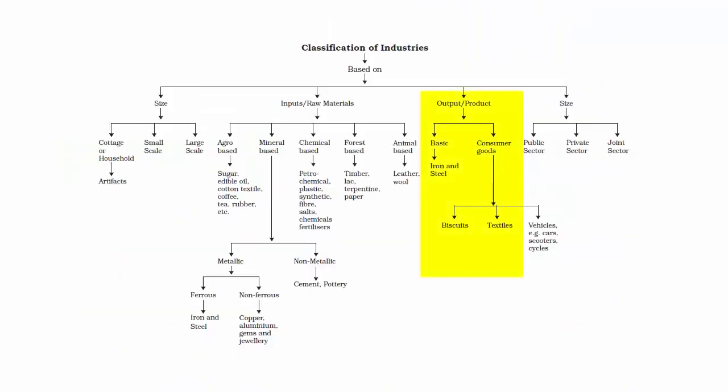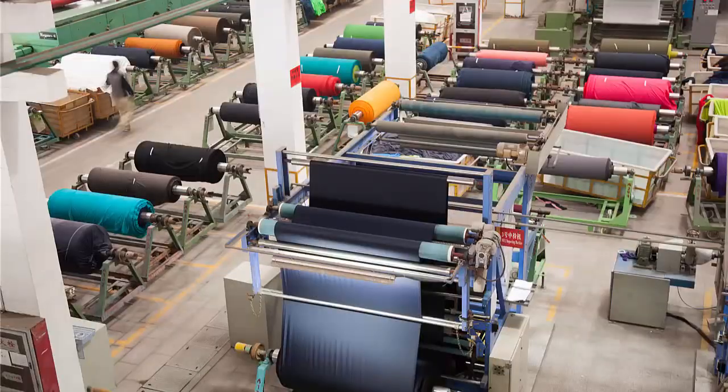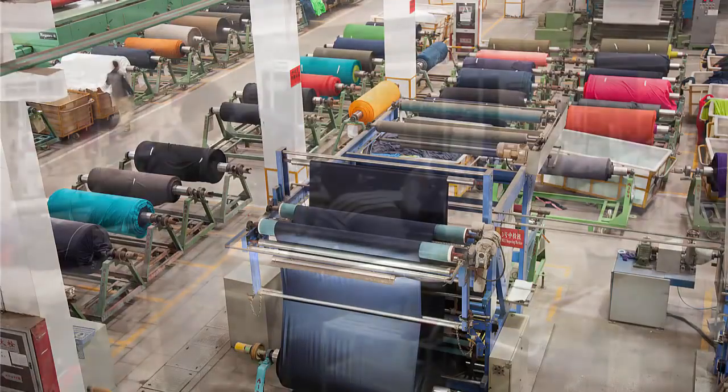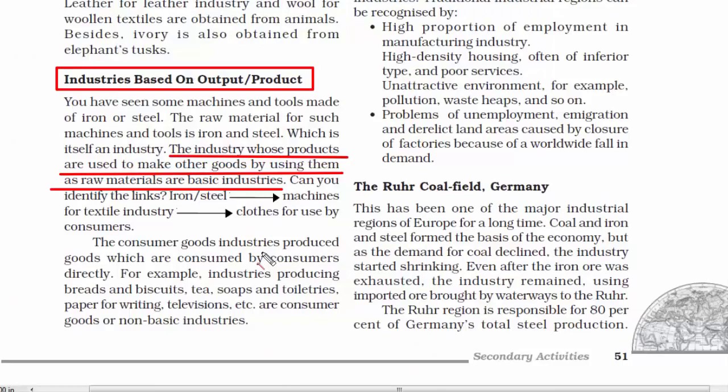Now we'll try to understand industries based on output or product. So these kinds of industries are those whose products are used to make goods, and by using those goods as raw materials, there are other industries making a living on it. What I mean by that is, the textile industry produces clothes, and then there are small business owners who use clothes to make various types of garments for consumers. For these small business owners, clothes are raw material for their businesses.